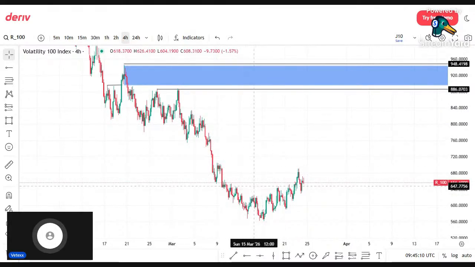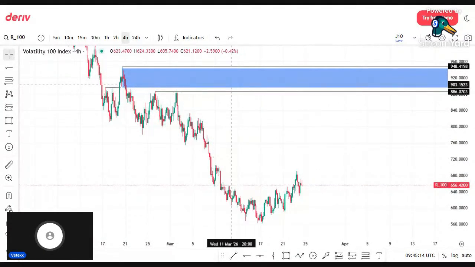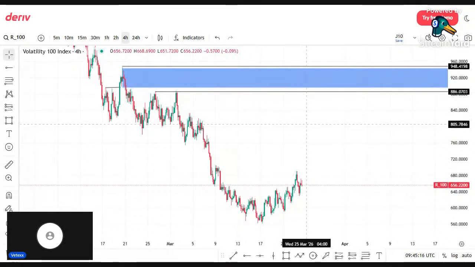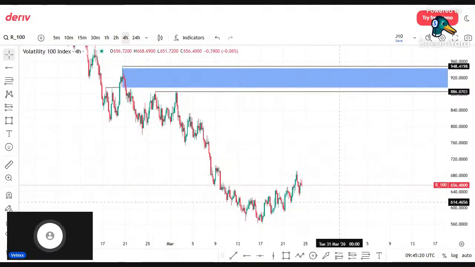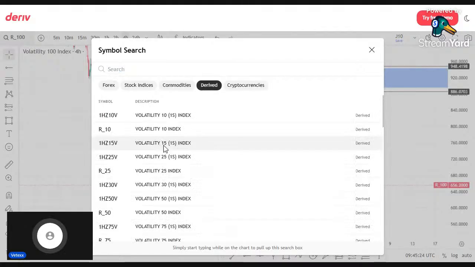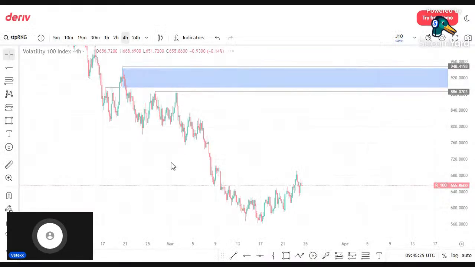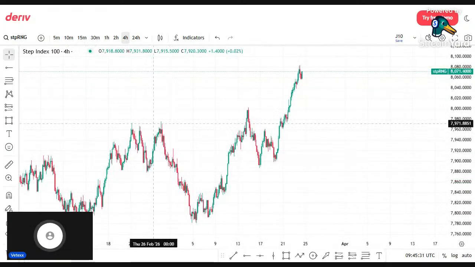The only 1 hour time frame structure we had there got invalidated. So this is the nearest price action that we will be anticipating, which is here. So price will tap into this zone and then drop to the downside. So we are done with the volatility indices. The next we'll be analyzing is the step indices, starting from step 100.